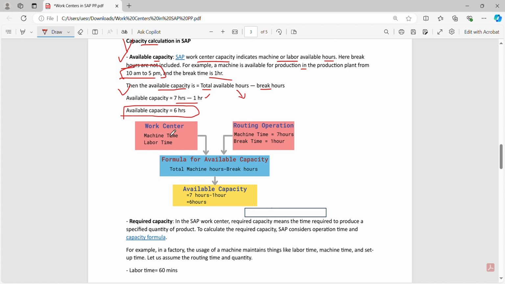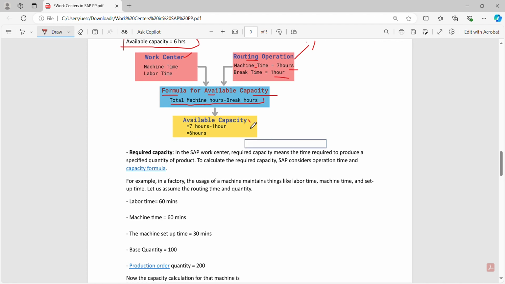So if you see here the work center, machine time and labor time go into the formula for available capacity. Then you have the routing operation where machine time equals 7 hours and break time equals 1 hour. Both inputs go into this formula for calculating available capacity, and the formula is total machine hours minus break hours. Then you get the available capacity as 6 hours.